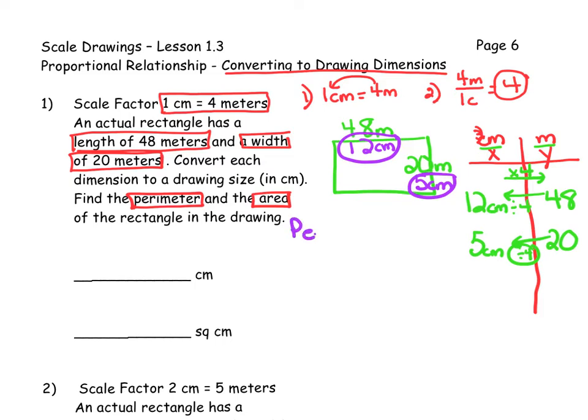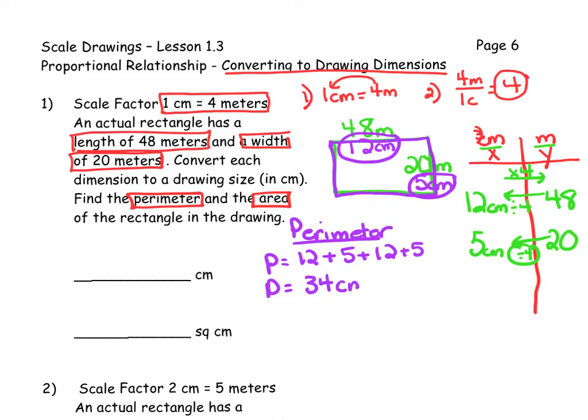Let's start with perimeter. We know as we take a quick perimeter walk around this rectangle, we're going to add 12 plus 5 plus 12 plus 5. Add up those 4 dimensions, and we get a perimeter of 34 centimeters. That is the distance around that rectangle.